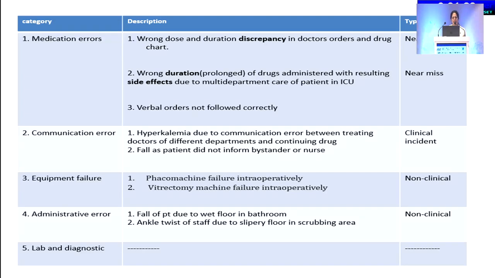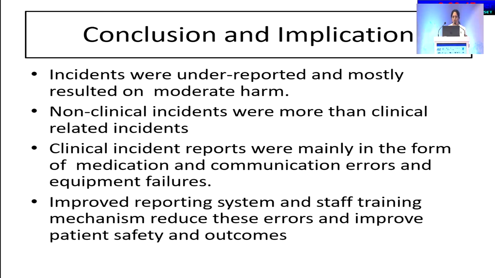In communication errors, there was one particular case which resulted in hyperkalemia. This was an ICU patient, and primarily there was no communication between 2 departments that were treating the patient. There was one case in which the patient did not inform the bystander regarding his vertigo and had a fall. Then there were two equipment failures where the phaco machine and the vitrectomy machine failed intraoperatively, and administrative errors where a patient had a fall due to a wet bathroom floor and a staff member twisted an ankle due to a slippery floor.